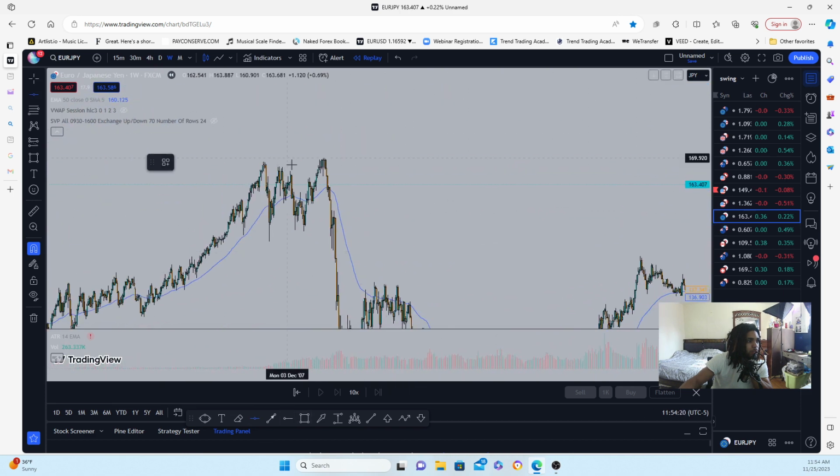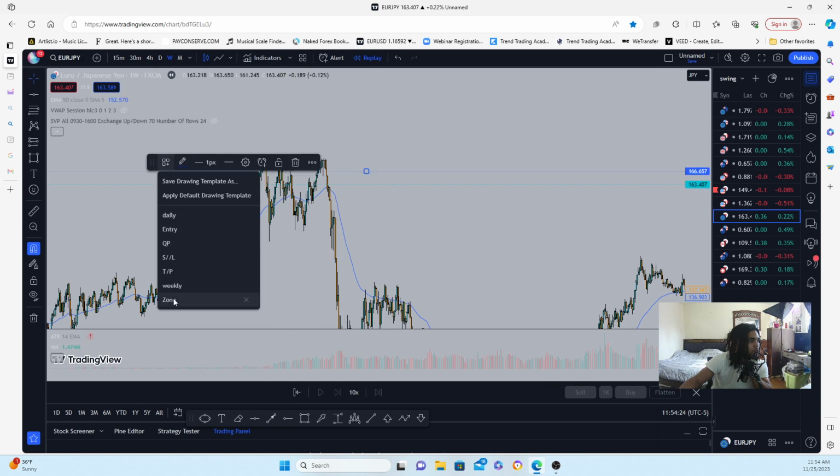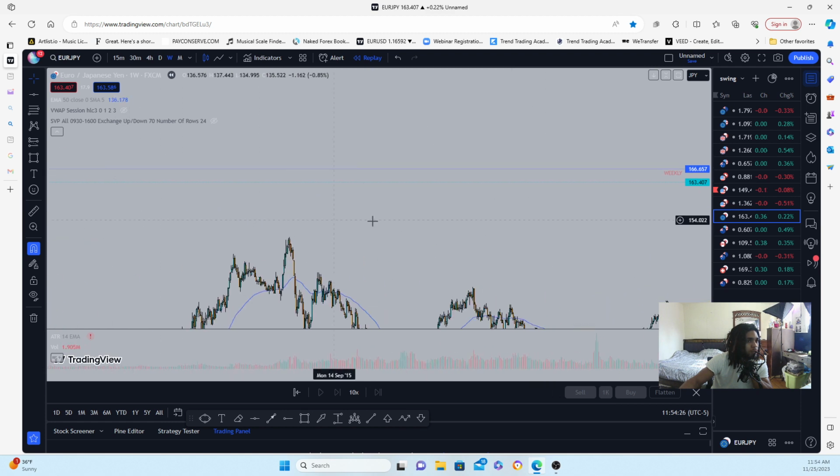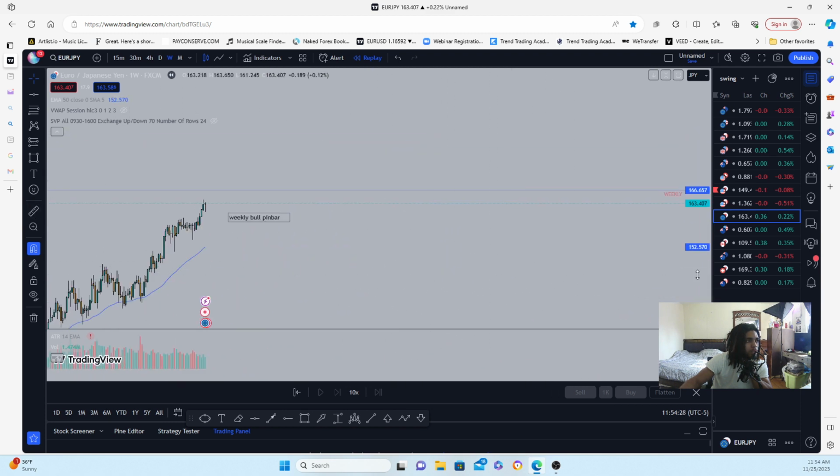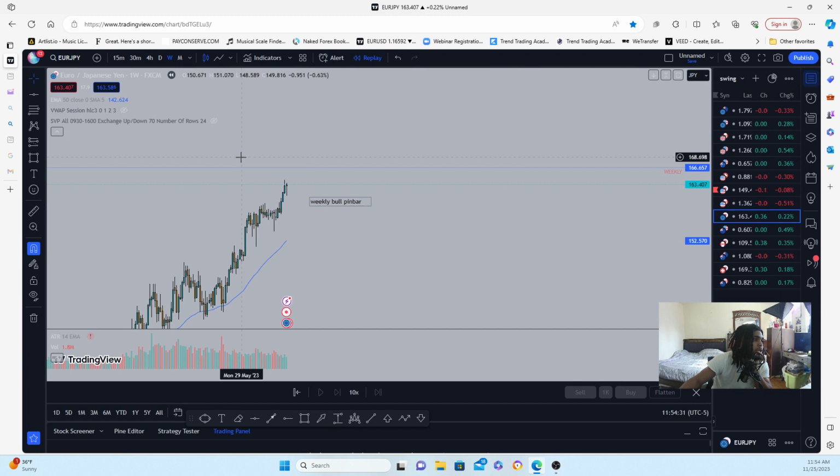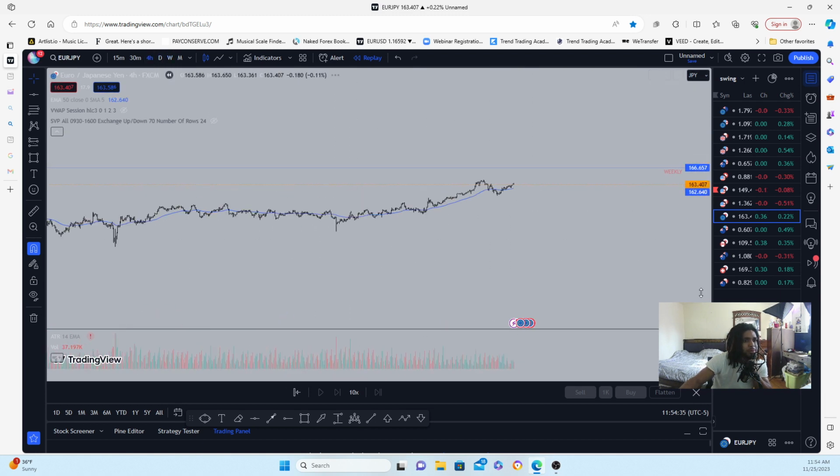We'll go ahead and put a weekly mark right here. Boom. See where we're at, we're pretty close to it. So it's possible we reach up to that area. Let's go to the 4 hour.